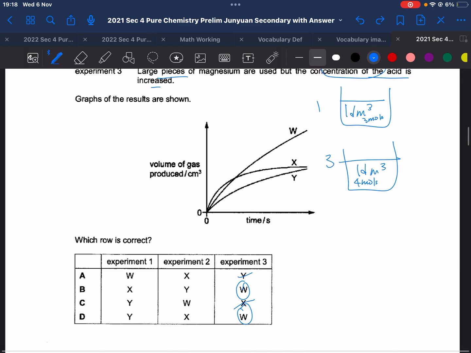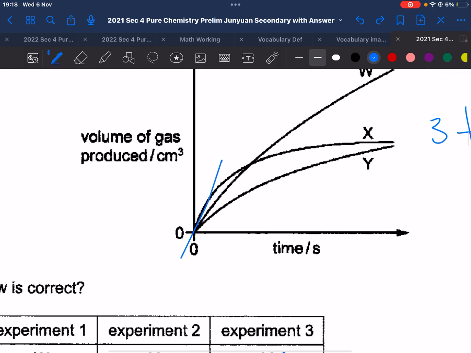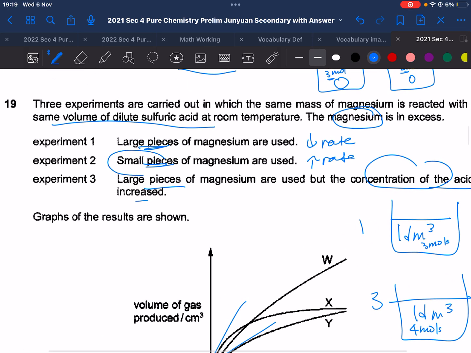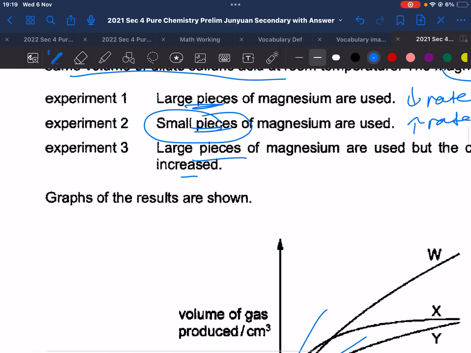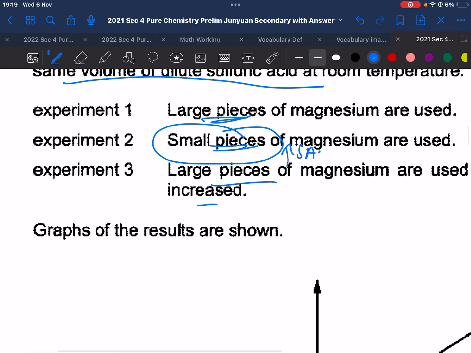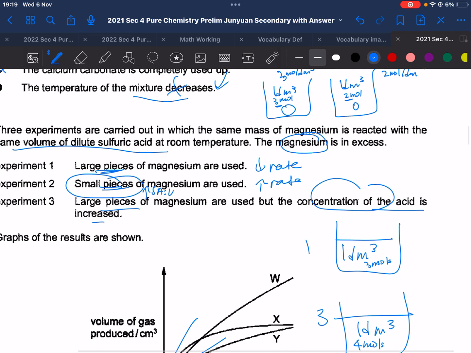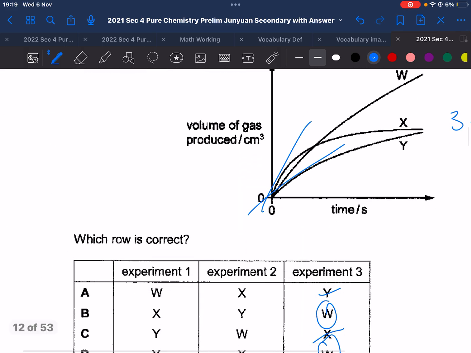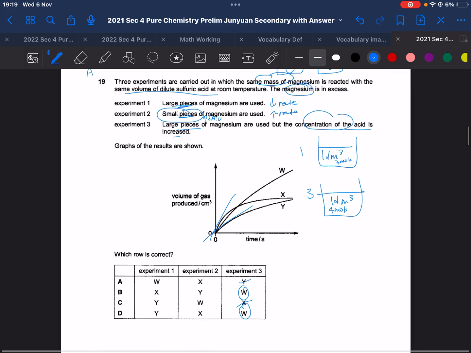So again, experiment X has a steeper initial gradient. Experiment Y has a gentler initial gradient. X has a steeper initial gradient, so X will be the smaller pieces. X should be experiment 2 because smaller pieces increase the surface area. Is it the same mass? Yes, the same mass, so it increases the surface area to volume ratio. So more acid is in contact with magnesium, which means the reaction will be faster. The answer should be experiment 2 will be X, so it should be this, D.